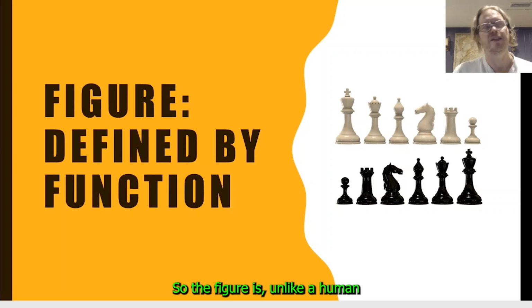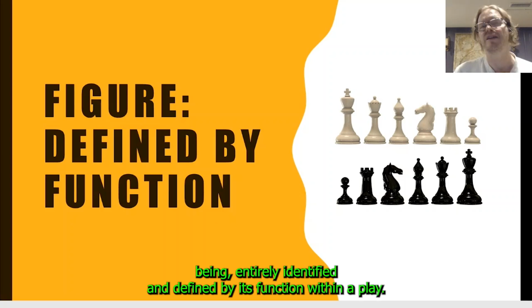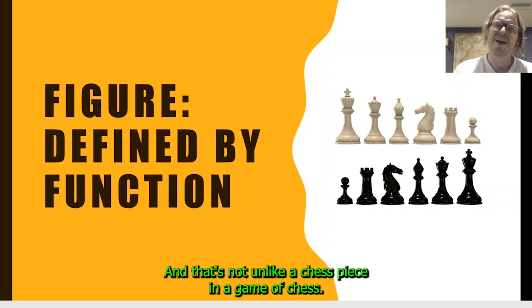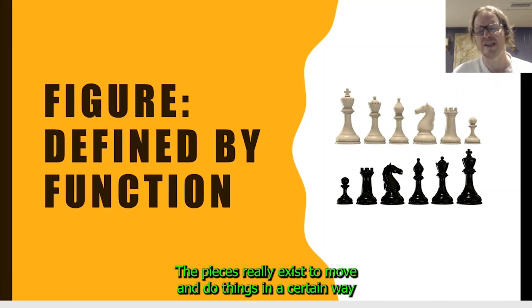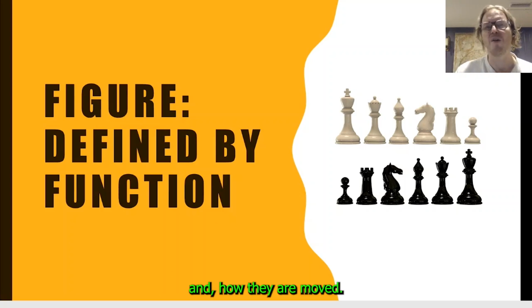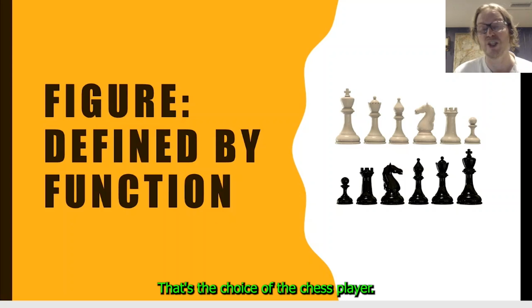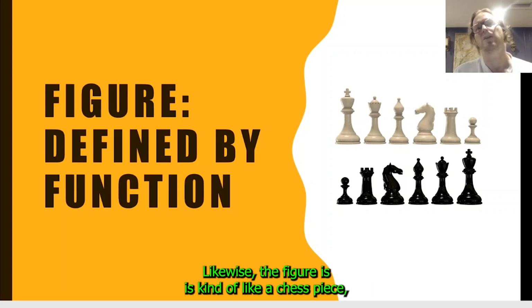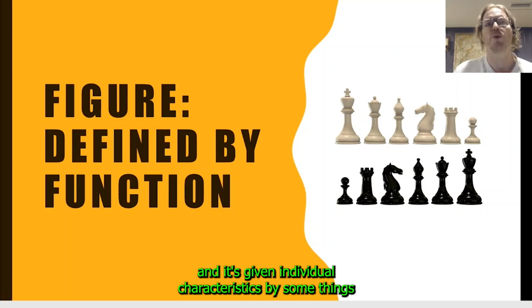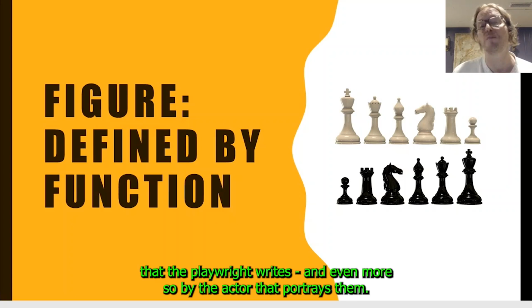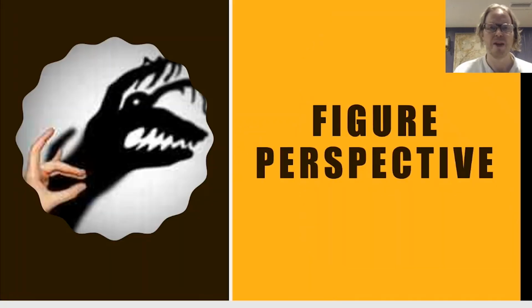So the figure is, unlike a human being, entirely identified and defined by its function within a play. And that's not unlike a chess piece in a game of chess. The pieces really exist to move and do things in a certain way. And how they are moved, that's the choice of the chess player. Likewise, the figure is kind of like a chess piece, and it's given individual characteristics by some things that the playwright writes, and even more so by the actor that portrays them.